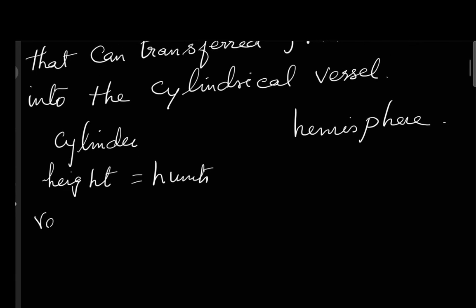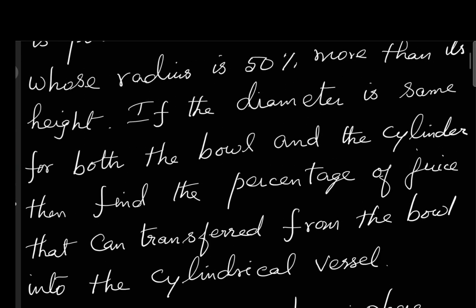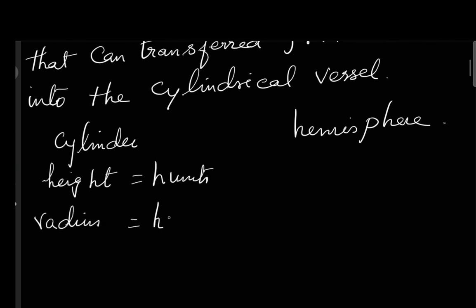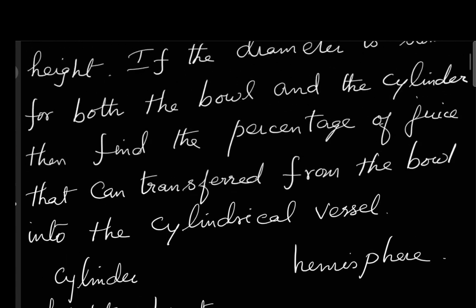So the radius is 50% more than its height. Already the height is here, 50% more, so 50 by 100 h, that is h plus 1 by 2 h. Take LCM, 2 is the LCM. 2h plus h, 3 by 2 h units. So the radius r of the cylinder is 3 by 2 h units.